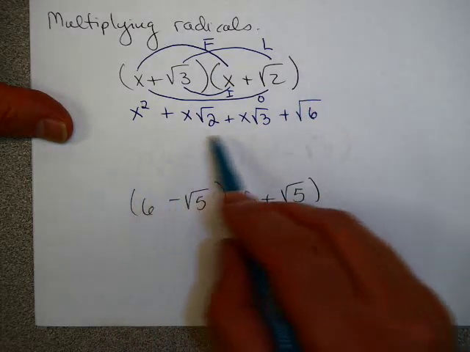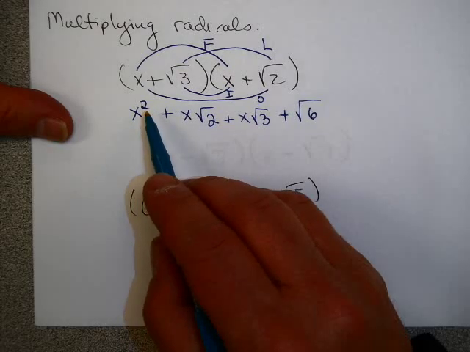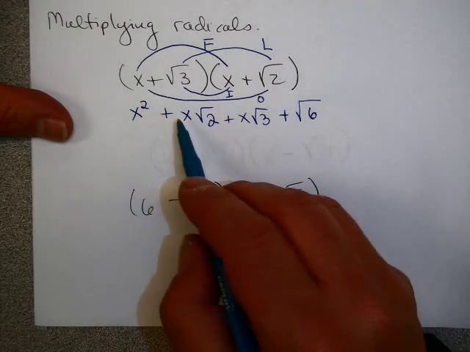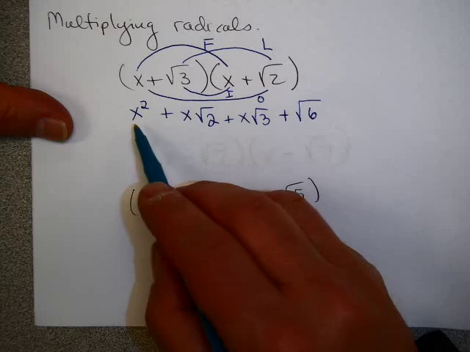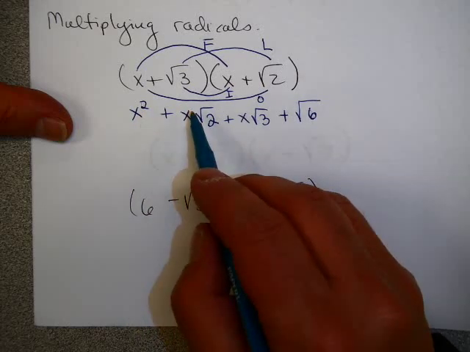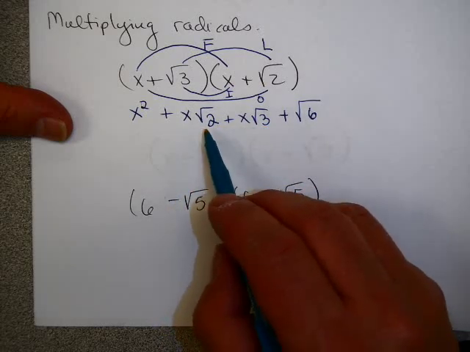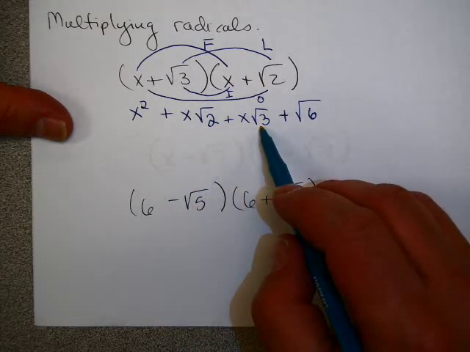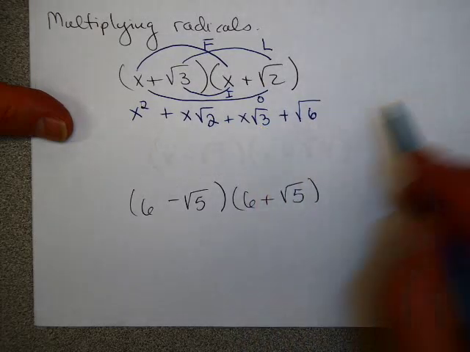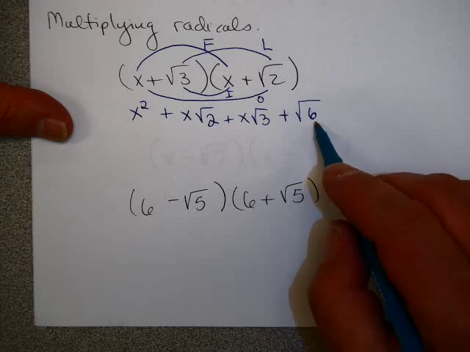Now, if you look at this problem, it looks pretty ugly, but it really can't be simplified anymore. X squared and x times the square root of 2 are not like terms because I've got a different power here than I have here. These are like terms, but unless I use my calculator, I don't know what the square root of 2 plus the square root of 3 is. And the square root of 6, while it looks like it should be able to be simplified, really can't be. So this is in simplest form.